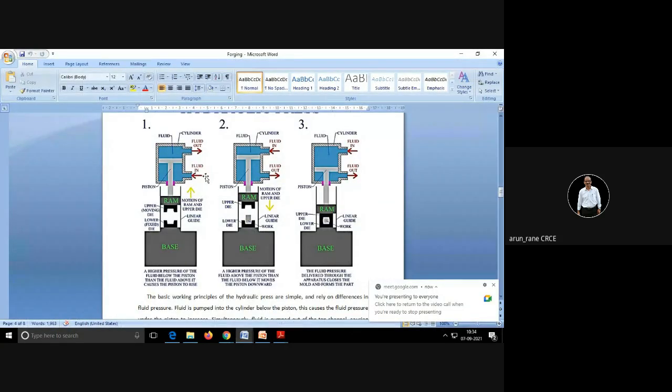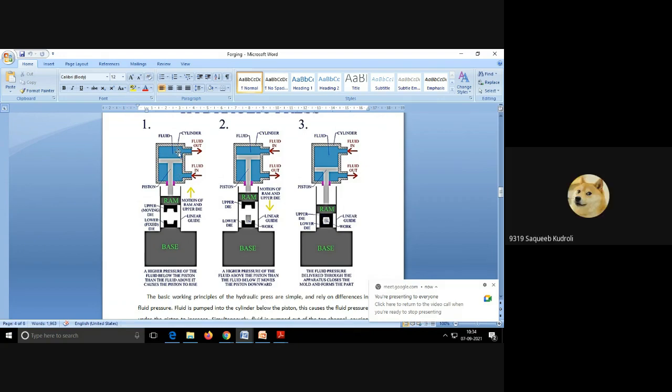See, the pressure is from here, and the fluid or the oil which is in this chamber is coming out. So there is no oil pressure from this side, and there is oil pressure over here. So obviously it will move up, isn't it?